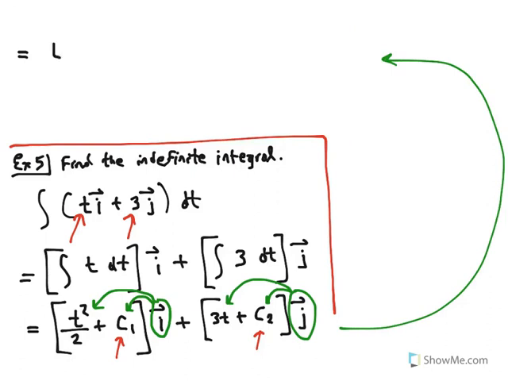So we will have t squared over 2 i plus c sub 1 i plus 3t j plus c sub 2 j.